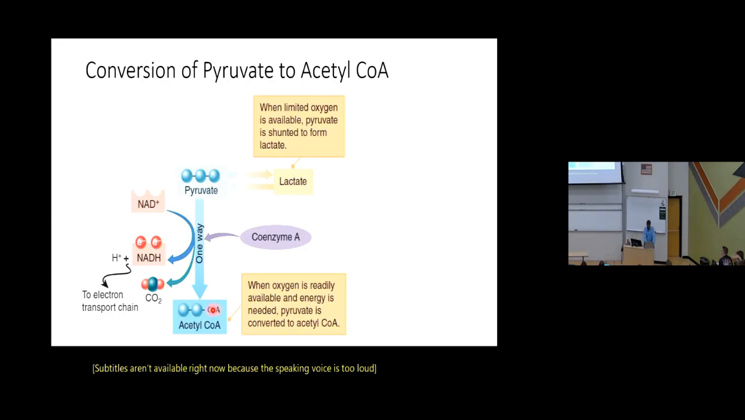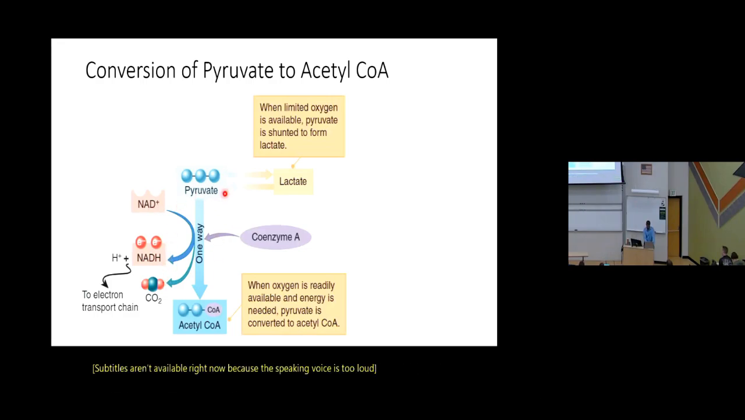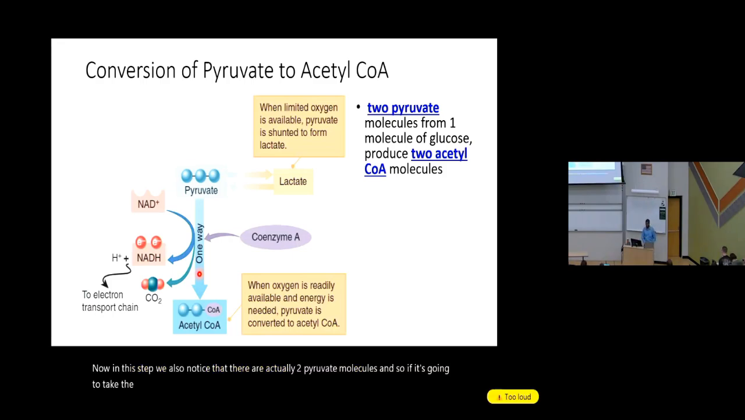So we see that pyruvate is going to be converted into acetyl-CoA, and notice that there are 3 carbons in pyruvate. The first carbon is going to be lost as carbon dioxide, and this is the first time I'm explaining why our body is producing carbon dioxide during the production of ATP. So 1 carbon is lost as carbon dioxide, and the remaining 2 carbons are going to be linked to this molecule known as coenzyme A to form acetyl-CoA. Now in this step, we also notice that there are actually 2 pyruvate molecules, and so if it's going to take the aerobic metabolism pathway, there will be 2 acetyl-CoA molecules being produced.